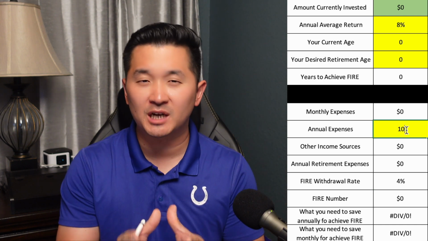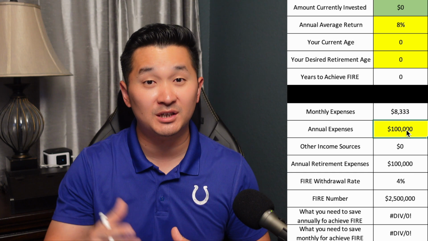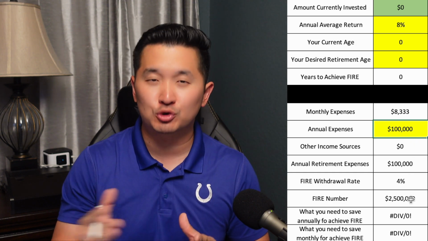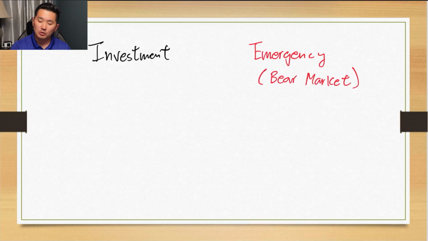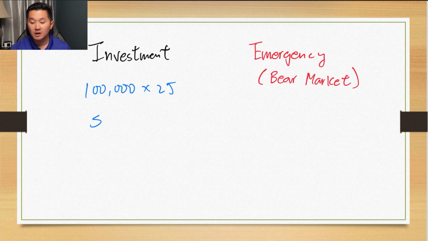This is my FIRE calculator, and I've been using it for over a year now. If your retirement expenses will be around $100,000 a year, and with a 4% withdrawal rate, your FIRE number will be $2.5 million. The way I've been teaching is that you multiply your $100,000 in expenses by 25, and that $2.5 million is what you need to be invested in the stock market.